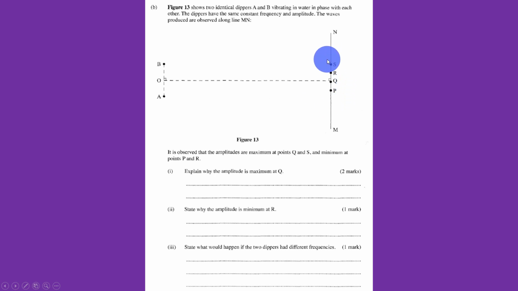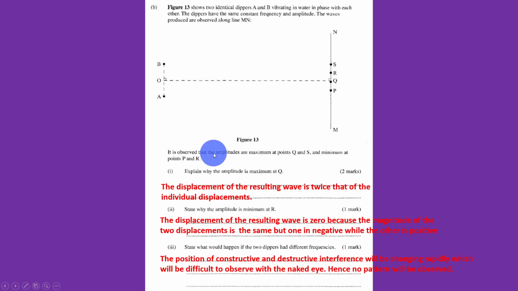Because it will be changing so rapidly, your eye cannot follow that. So the condition for an interference pattern to be observed perfectly is that the two wave trains must have a constant phase difference, meaning that they must be produced from the same source, because that is how we ensure that they've got a constant phase difference. Okay, let's look at the answers that I wrote down here.